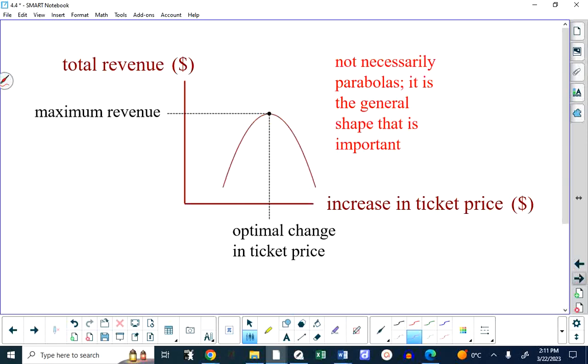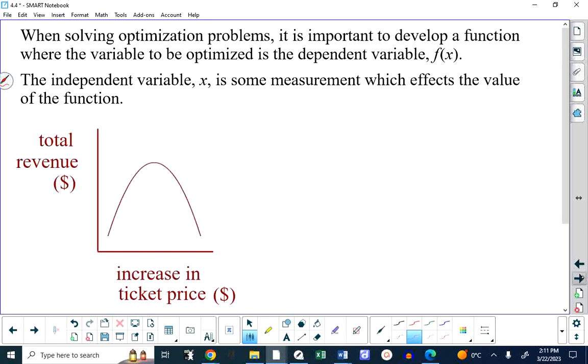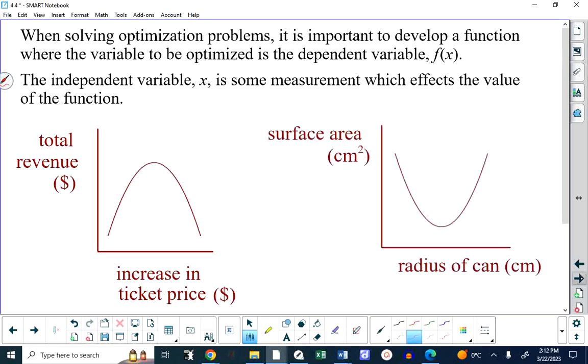I am pointing out here that these are not necessarily parabolas. I just drew them so they look like parabolas. So what you're always trying to do here, and I've already mentioned this, is create a function that, if you graphed it, the y variable would be the thing you're trying to optimize, and then x is anything else that determines the value of y. So these would be the graphs that we would be looking at for the two illustrations.